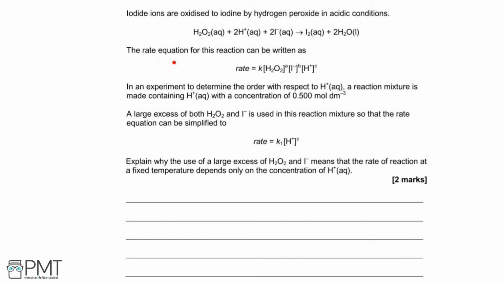The rate equation for this reaction can be written as rate is equal to k times the concentration of hydrogen peroxide to the power a, times the concentration of iodide ions to the power b, times the concentration of hydrogen ions to the power c.